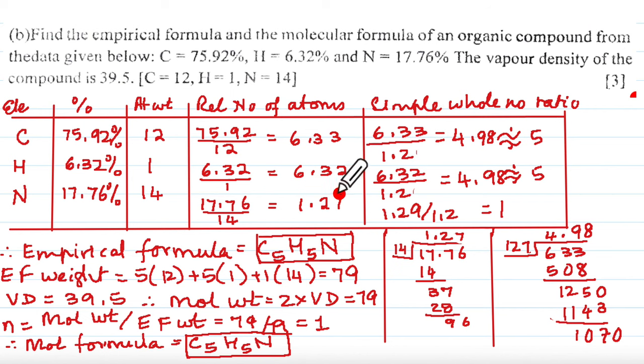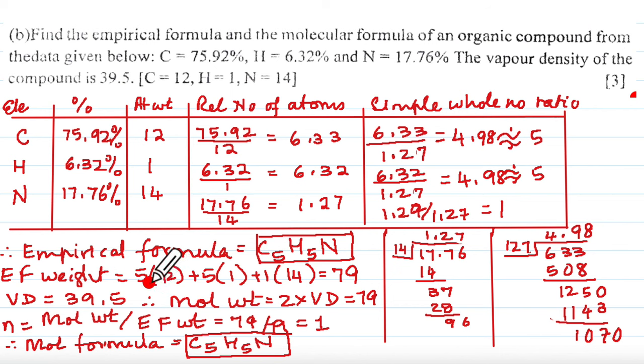So both of these numbers will be divided by the least, and so we'll have 6.33 divided by 1.27, and this is 1.27 and 1.27 here. I've shown the division over here. 4.98 approximately is 5, and then this is 1. So the empirical formula is C5H5N.